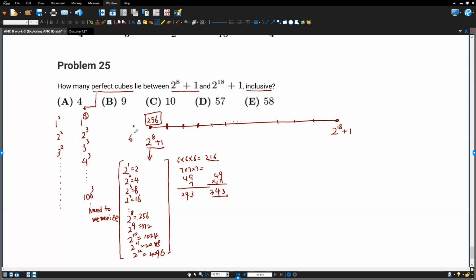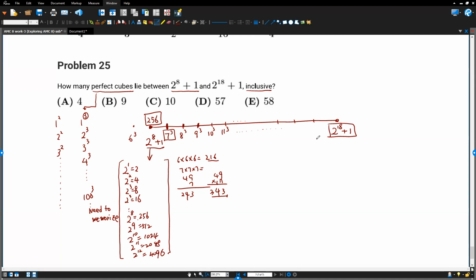6 cubed is too small. 7 cubed is already 343. 7 cubed is the first, smallest perfect cube number. The next will be 8 cubed, 9 cubed, 10 cubed, 11 cubed, a lot. But how many do we go? What is this number?